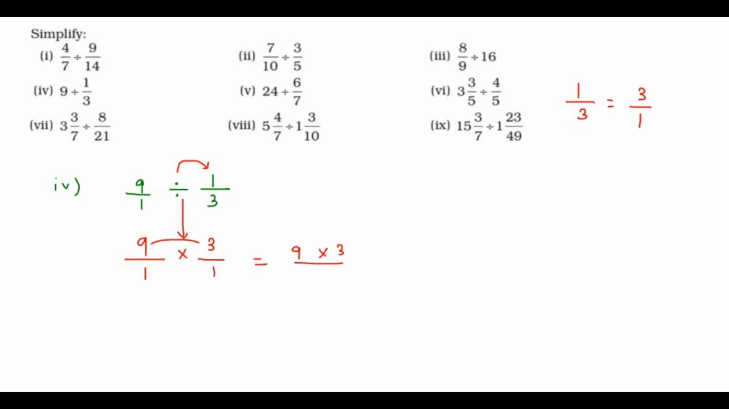upon multiply the denominator 1 into 1. Now see friends, numerator I have 9, denominator is 1. Another numerator is 3, denominator is 1. There is no such number which can be divided from the numerator and denominator.